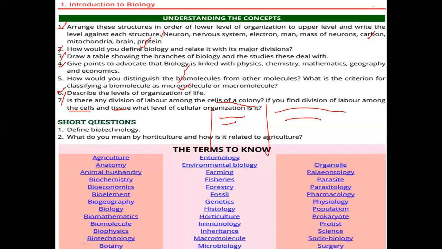So here in short questions, define biotechnology and what do you mean by horticulture and how is it related to agriculture? So horticulture and agriculture are very related. They are very similar, but there are little differences as well. You can see from the topics and write them. Define biotechnology. You have done it already.